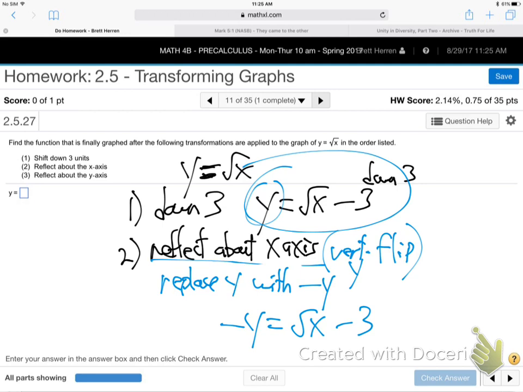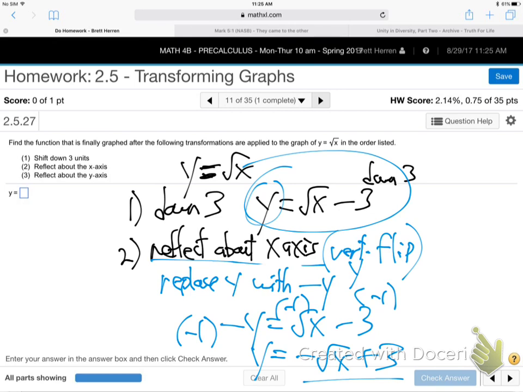And then you have to turn that back into normal y, so multiply both sides by negative 1, which means the negative goes all the way through. That's the part I want you to realize. It doesn't just go in the front, it goes all the way. Why do I keep the 3? Because I'm building. Find the function that is finally graphed. I'm building piece by piece. I'm not going back to the beginning every time. I do the first step and then build upon that for the second and the third.